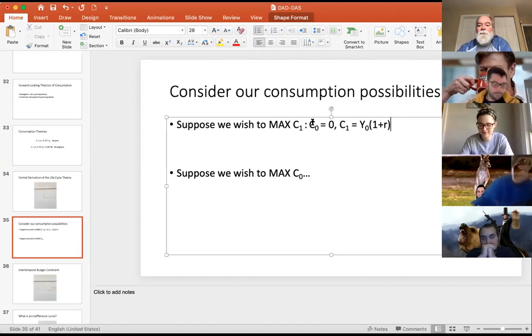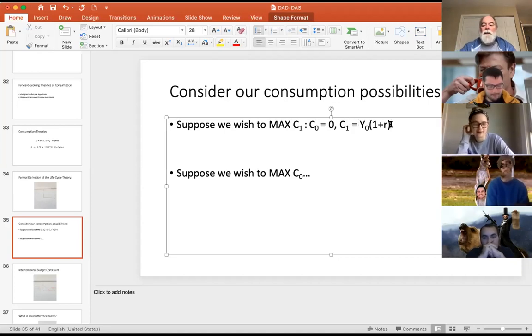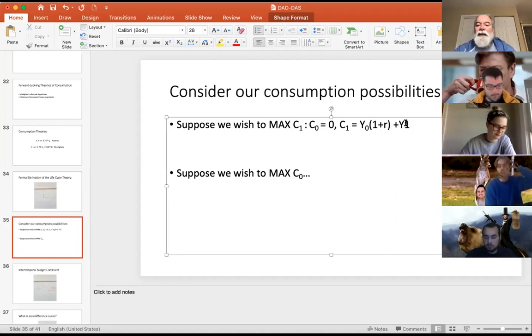All right, does everybody understand that? So you have to go hungry today, but tomorrow you get to party. You max out, but hold on, we need to add in tomorrow's income as well. So that is max C1.